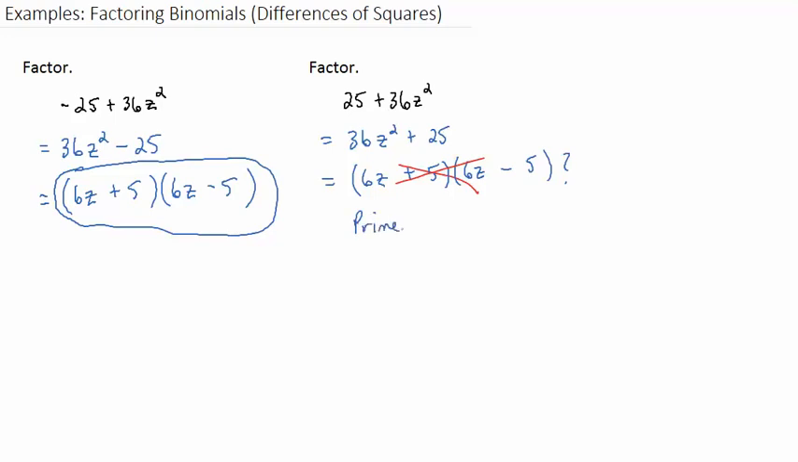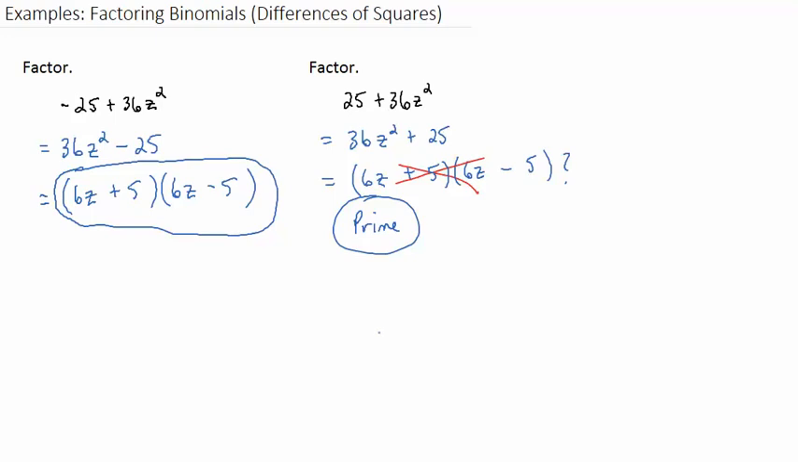It's called prime. This polynomial does not factor because it's not a difference. So whenever there's no middle term, you have to have a difference as well, a minus, because conjugates always will give you a minus for the last term. So this polynomial is prime.